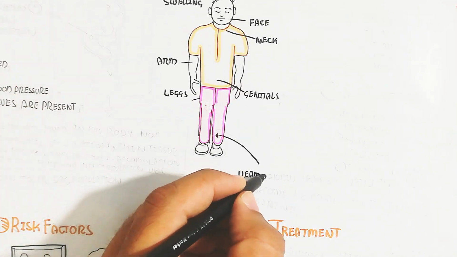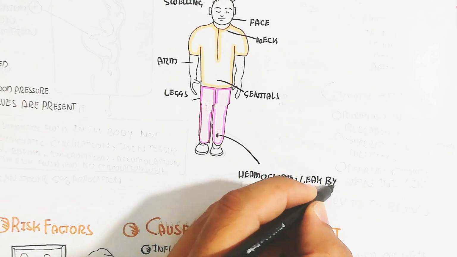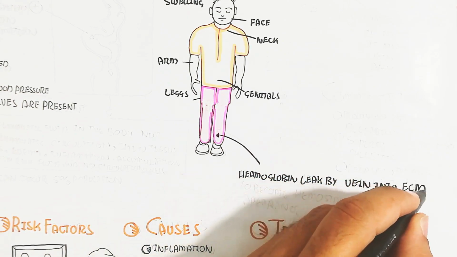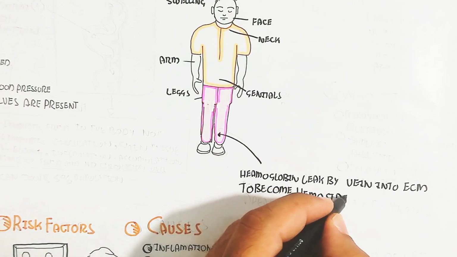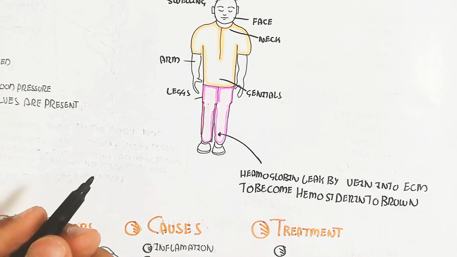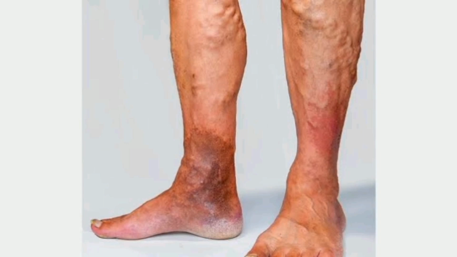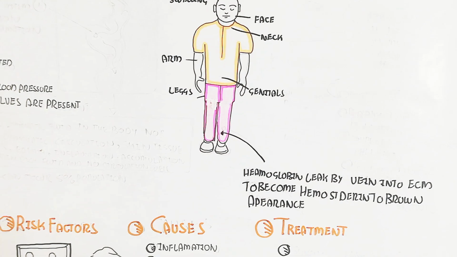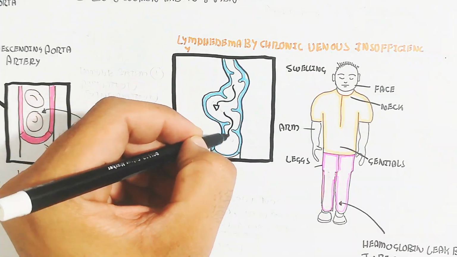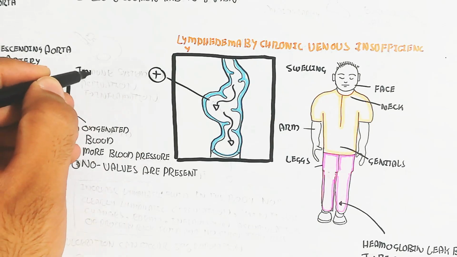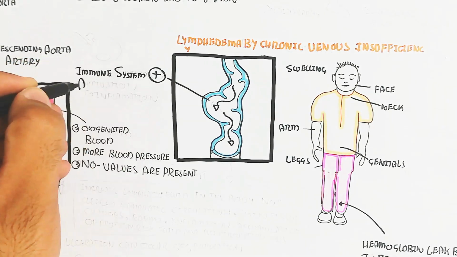On the other hand, hemoglobin leaks from the vein into the extracellular matrix and becomes hemosiderin, giving a brown appearance. You can see it in this diagram here. This is the hemoglobin leak that leads to hemosiderin. Anyhow, in this vein, immune system activation and inflammation will occur.